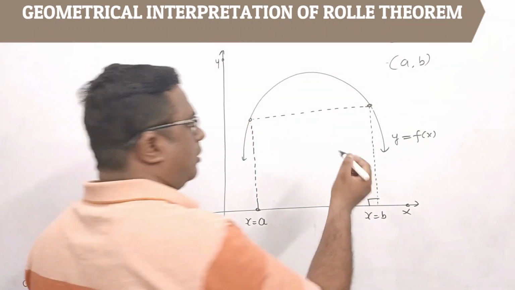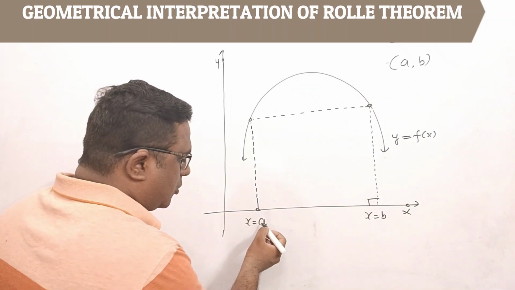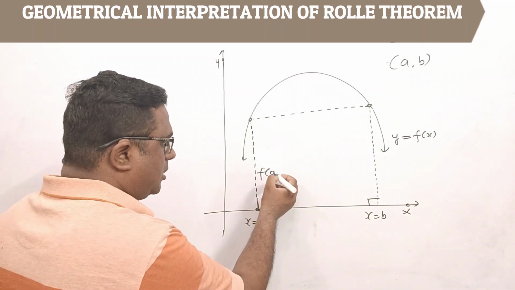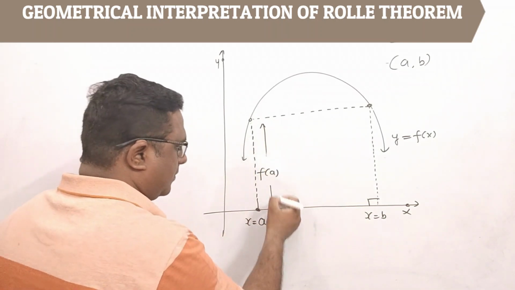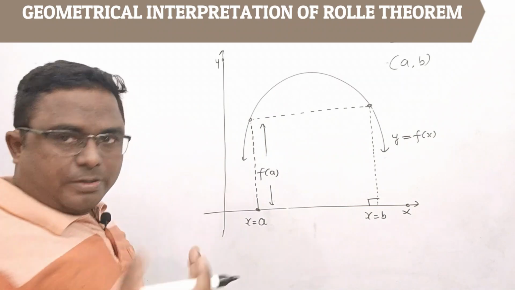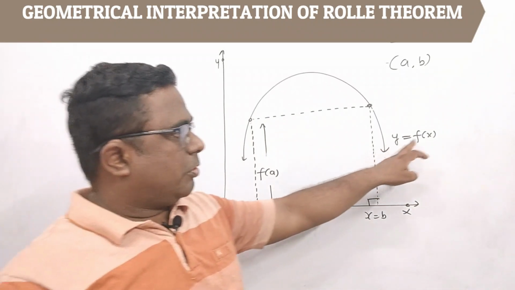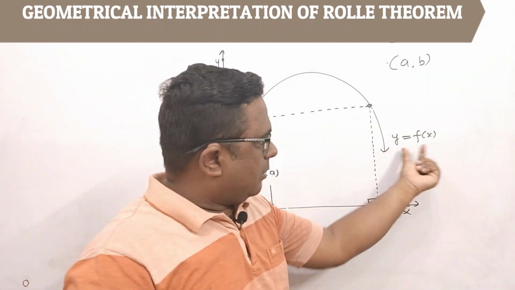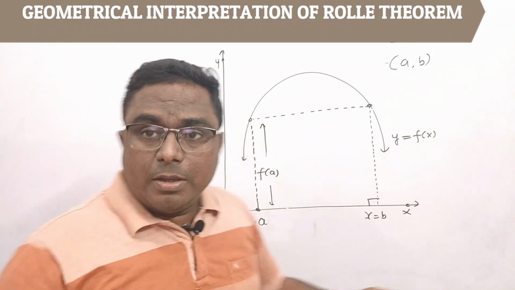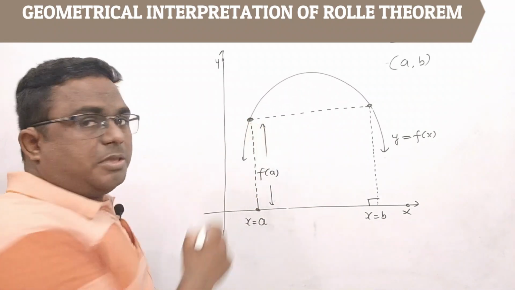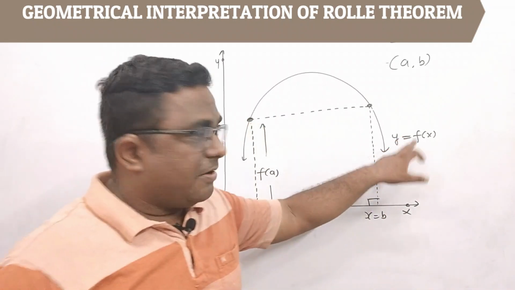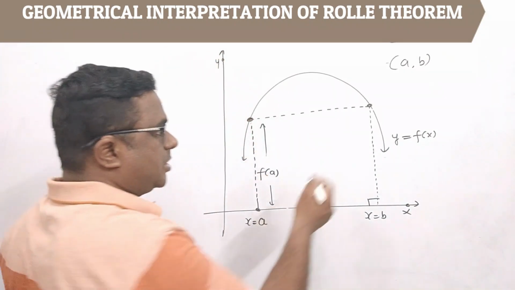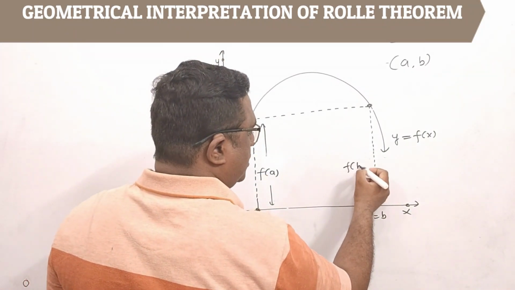Now, the third point, students. You must know that if this point is a, then this height is known as f(a). If y = f(x) is our function, and in place of x I put a, then the value of y will become f(a). It means for this point the value of y is f(a). This much height is f(a), and in the same way this much height is f(b).